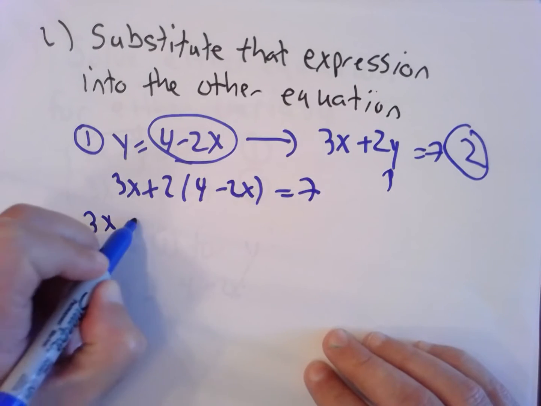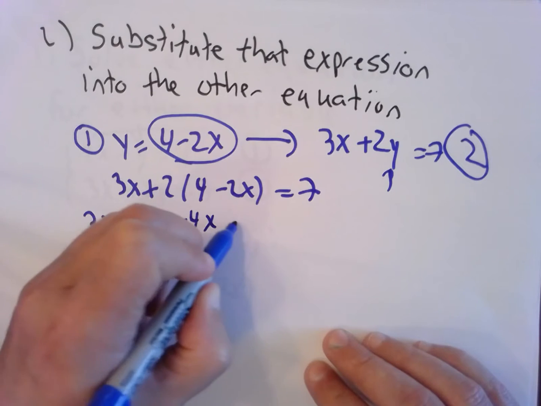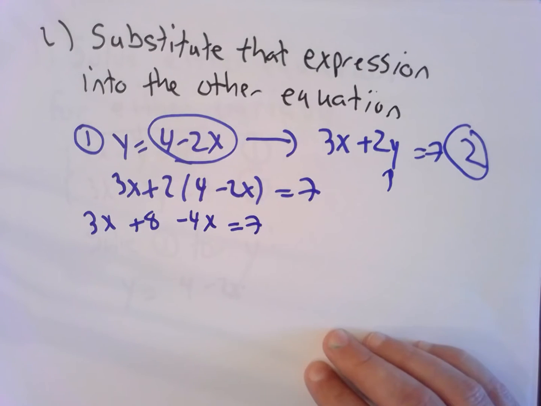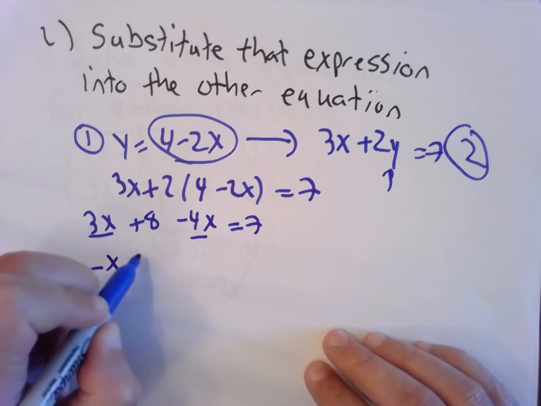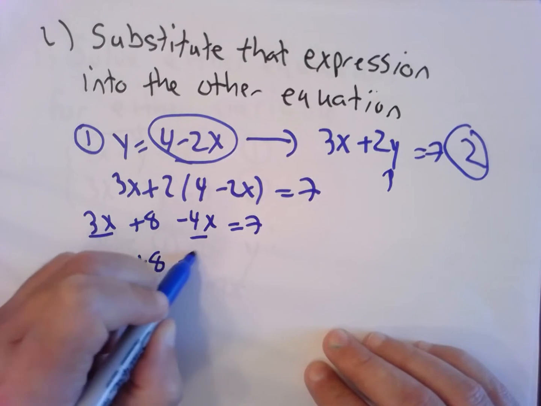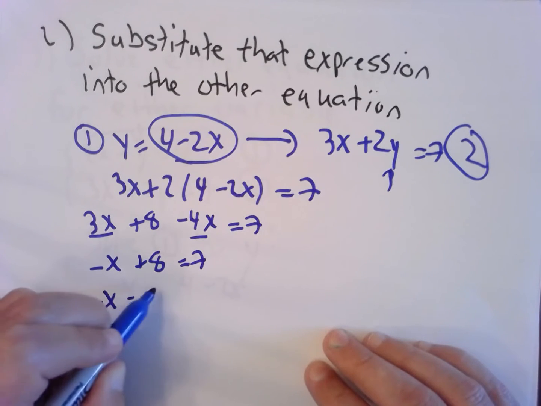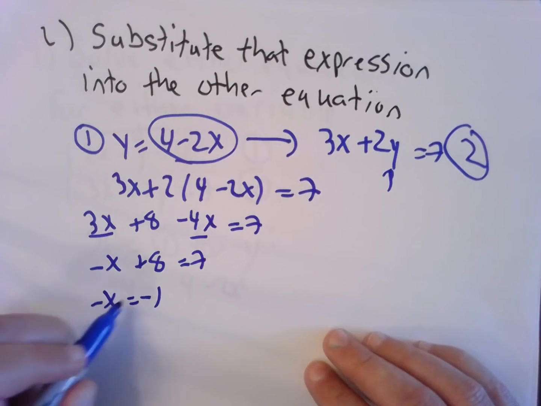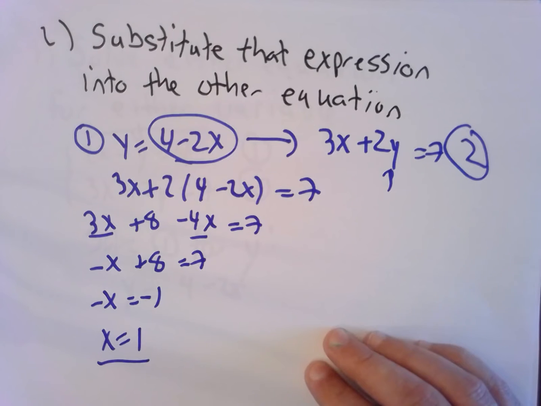We get 3x plus 8 minus 4x equals 7. Combine like terms, I get negative x plus 8 equals 7. Move the 8 over, negative x equals negative 1, which of course, divide by negative 1, x equals 1. Now remember, our solution here is not a number, it's a point, so I'm only halfway done.